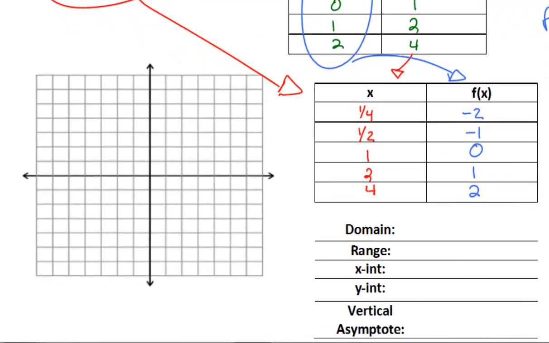Well, let's put these points on here. So I have 1/4, -2, about here. Then I have 1/2, -1. I have 1, 0. I have 2, 1. And I have 4, 2. So if I'm graphing these so far, they look like this. I'm just going to aim it down, and I'm not going to touch my y-axis. Well, why wouldn't I touch my y-axis?